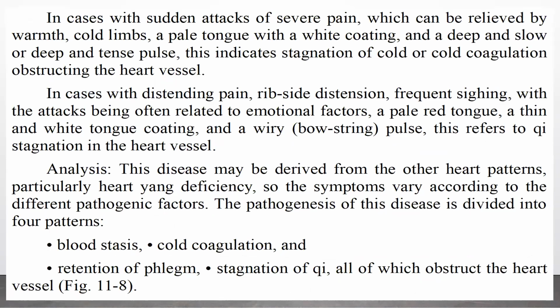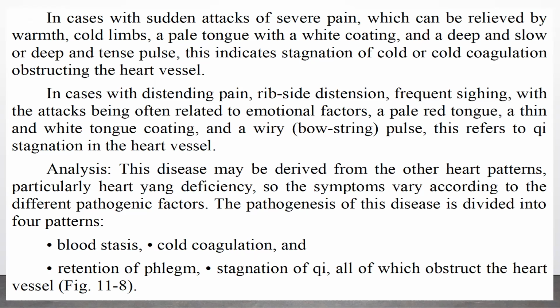In cases with sudden attack of severe pain, which can be relieved by warmth, cold limbs or a pale tongue with a white coating and a deep and slow or deep and tense pulse, this indicates stagnation of cold or cold coagulation obstructing the heart vessel. In cases with distending pain, rib-side distension, frequent sighing with the attacks often related to emotional factors, a pale red tongue with a thin white coating, and a wiry, bowstring pulse, this refers to qi stagnation of the heart vessel.